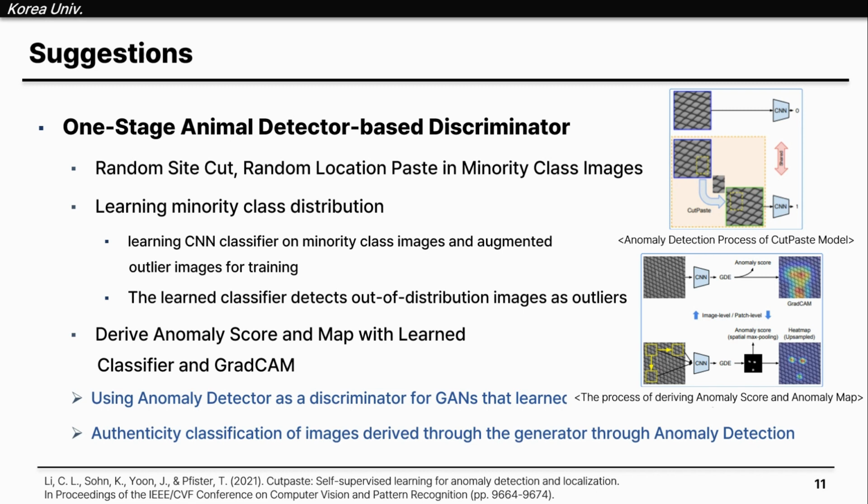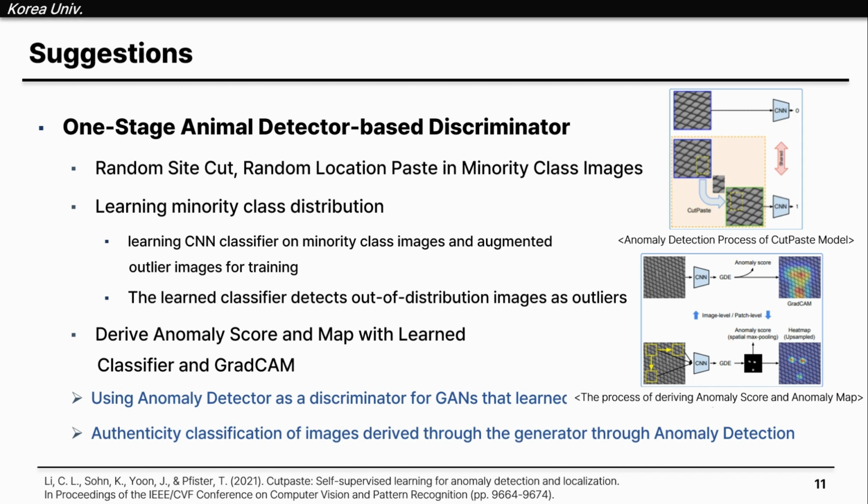The first is that I replace the discriminator with the anomaly detector. The one-stage anomaly detector used in our study is CutPaste anomaly detector. This augments the training outlier images by cutting and pasting a random patch from a minority class image into a random location.